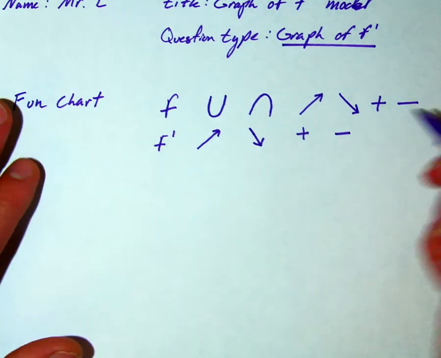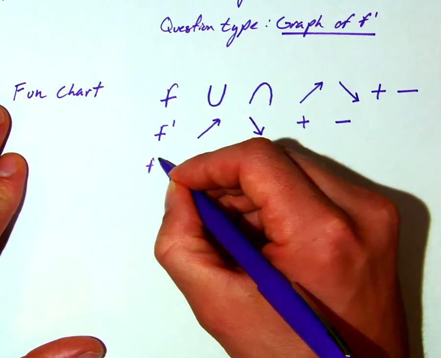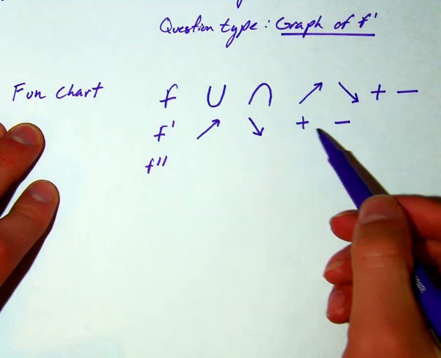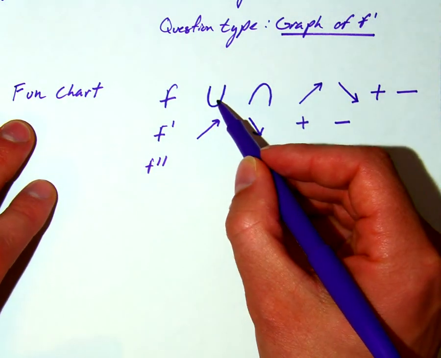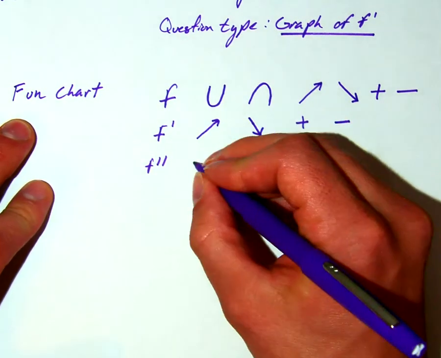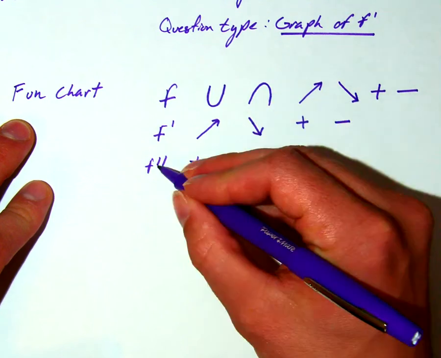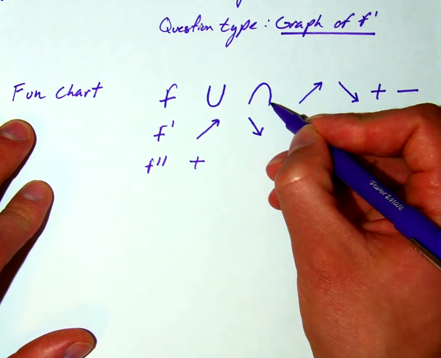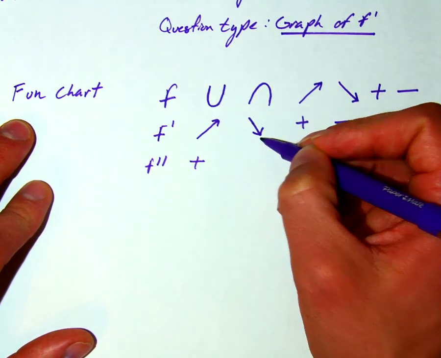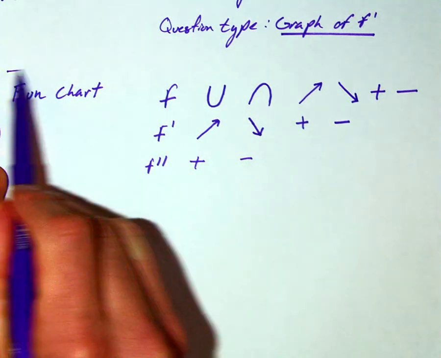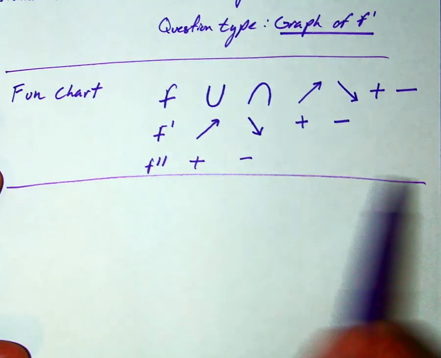These questions are also going to ask you about the second derivative. And you'll start to notice a pattern here. When the graph of f is concave up and f prime is increasing, the second derivative is positive. When f is concave down, f prime is decreasing, the second derivative is negative. So we're going to reference this fun chart quite a bit throughout these problems.